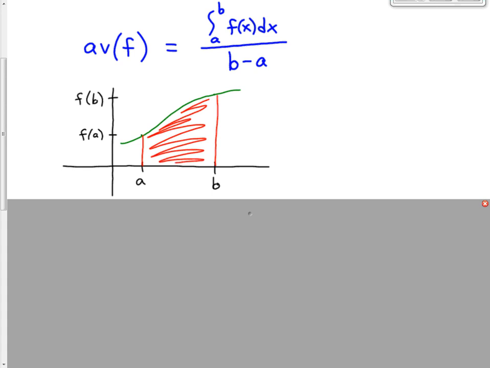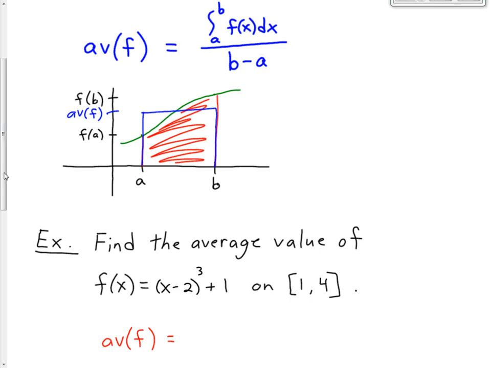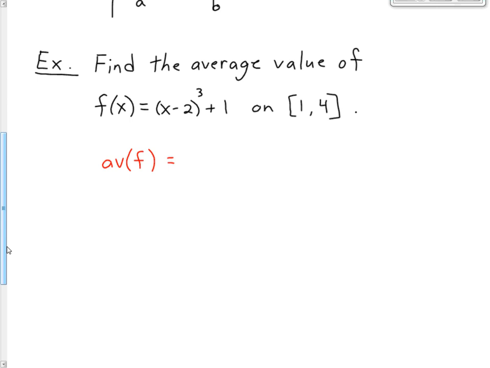Dividing that by the width of the interval, in effect, is asking for us to find a rectangle of the same width that'll have the same area as that represented in the picture. So all we'll do is take the total area divided by the width, and that should give us the height. Let's do one example with this. Find the average value of this function on the interval 1 to 4. Well, let's just go ahead and set it up.